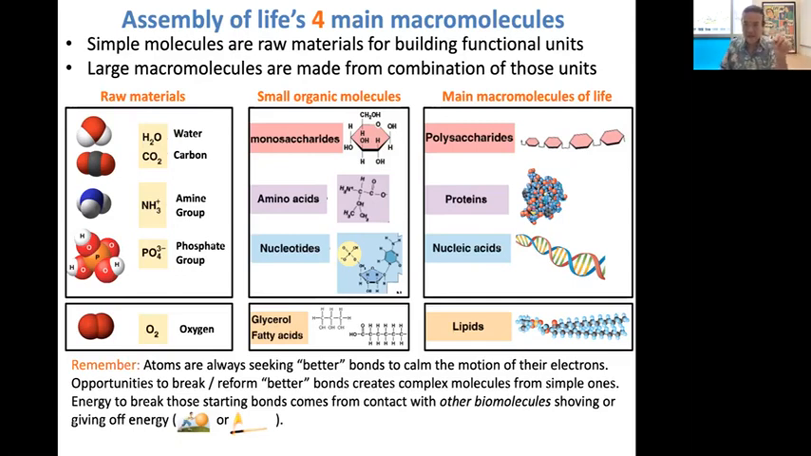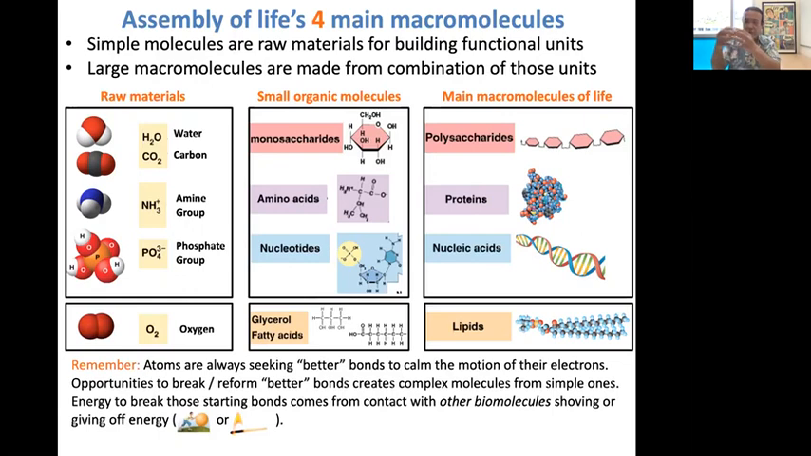So back to this slide here. The opportunities for atoms to break and reform better bonds, depending upon other atoms being present to offer that opportunity, that's what creates complex molecules from simple ones. That's what we will talk about in the next couple slides, how these simple monomers can be put together into a long chain.